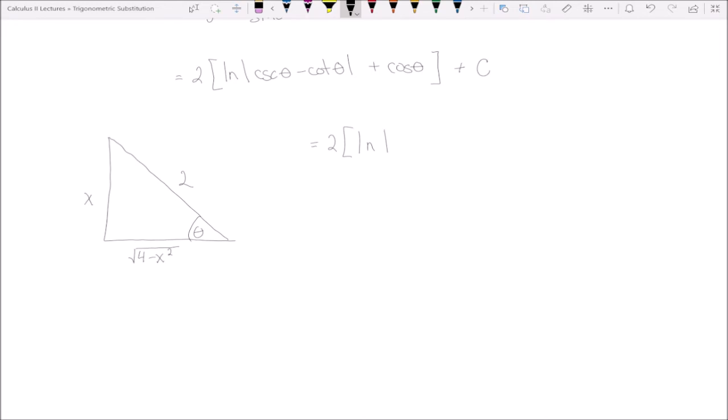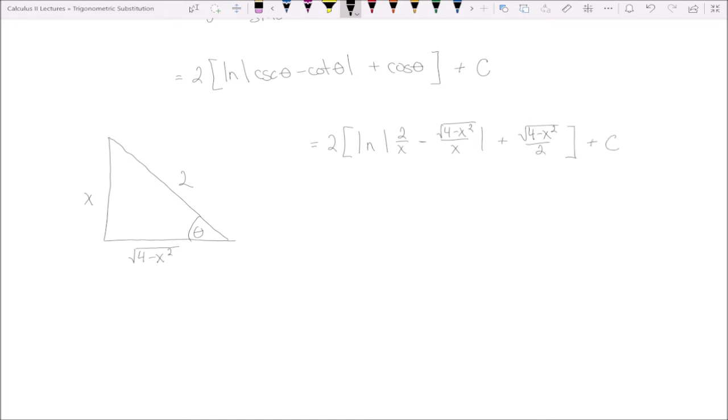Using that right triangle, cosecant of theta is 1 over sine, so we get 2 over x, minus cotangent, which would be 1 over tangent. So we'll get the square root of 4 minus x squared over x. And of course, we knew what cosine was: square root of 4 minus x squared over 2.